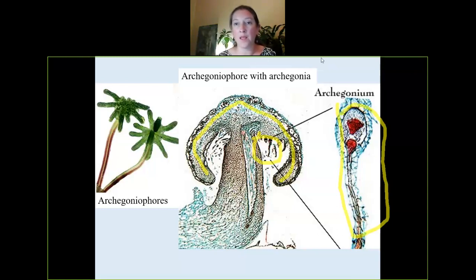archegonium. And it appears in this archegonium, we already have sperm arriving, and we have egg waiting inside, right? So the sperm is arriving, eggs waiting inside of this archegonium. Cool.